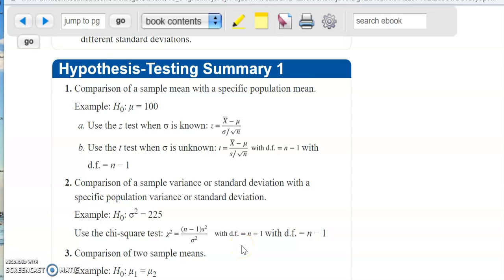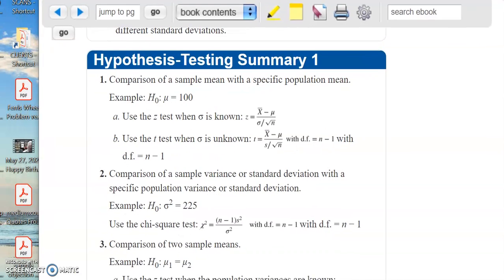Hello, I'm going to discuss a portion of Chapter 9. At the very end of Chapter 9, there is what you see here, the hypothesis testing summary. This is on page 545 of the 10th edition.